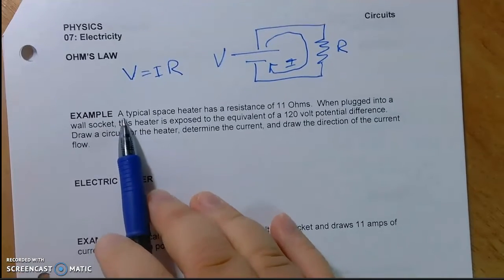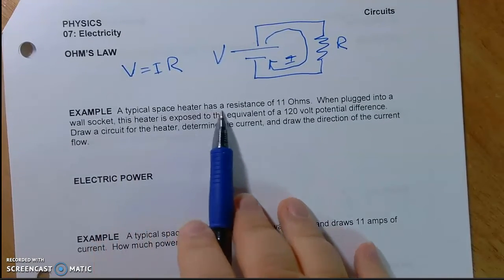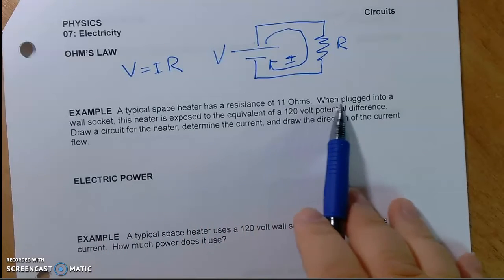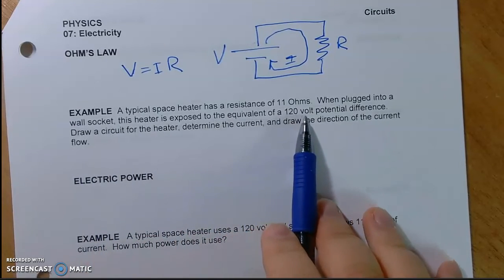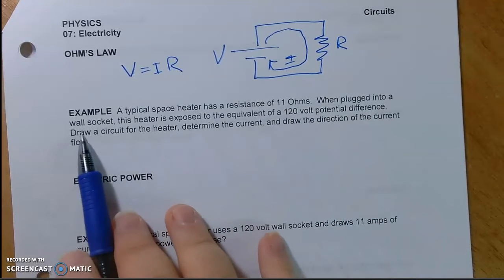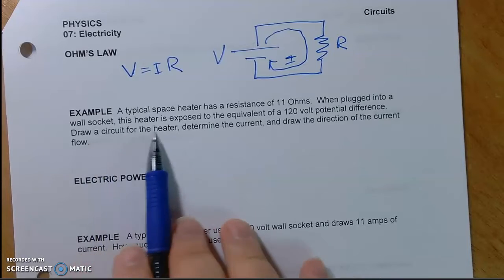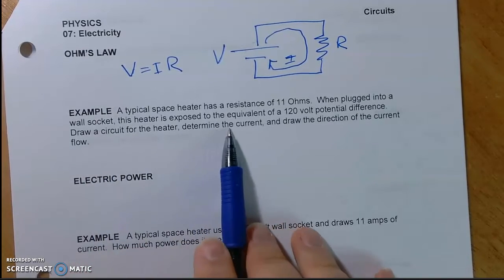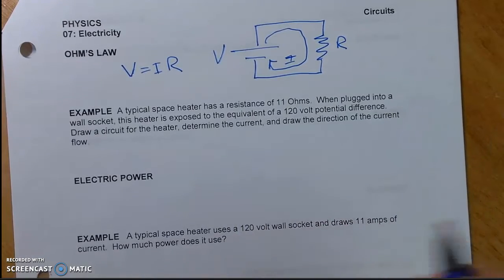If we look at this first example here, to use this Ohm's law real quickly, a typical space heater has a resistance of 11 ohms. When plugged into a wall socket, the heater is exposed to the equivalent of 120 volt potential difference. That's that wall socket that we talked about. Draw a circuit for the heater. You're not going to have to do this often, and we're just going to do it in class. Determine the current and draw the direction of the current flow.